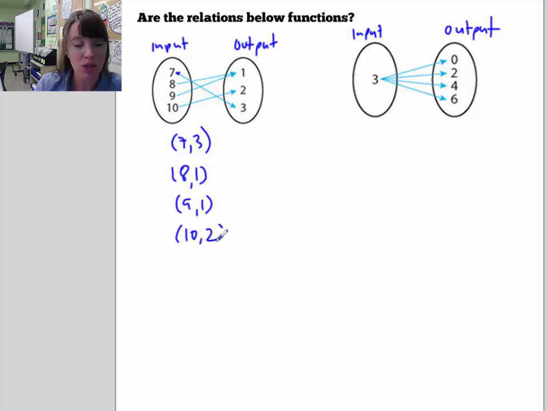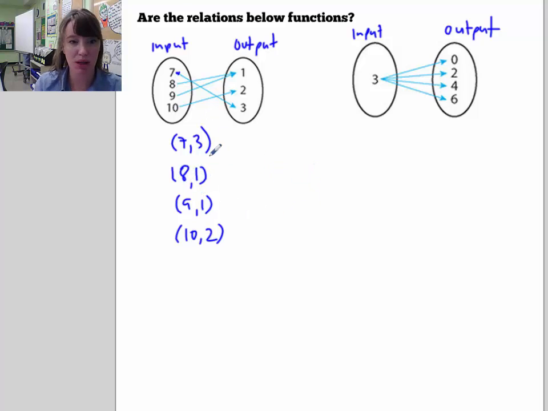Okay, so in this situation, the output of 1 gets generated by 2 separate inputs, and that's actually okay for a function. It's okay that 8 goes to 1 and 9 goes to 1. It's not okay that 8 would go to 2 different spots.